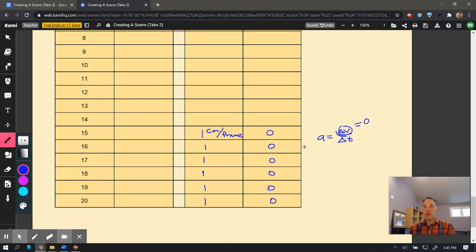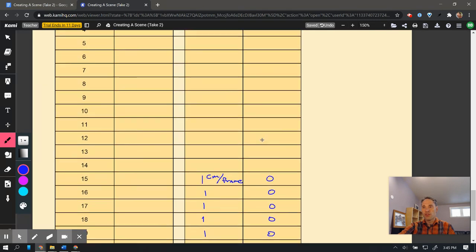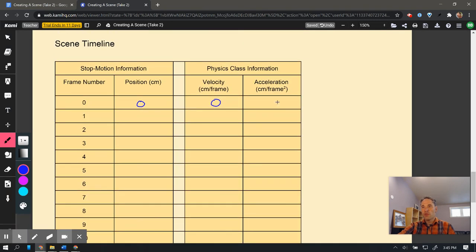So I've got some more knowledge. Do I know where the car is? No, we haven't figured that out yet, but we will. And so we'll leave that blank for just a moment. So this is what we know so far. We know that at frame 15, it's going 1 centimeter per frame. We know that its acceleration drops to 0 because it's no longer speeding up. And we don't quite know what the acceleration is yet, but we know it starts at position 0 and its velocity is 0. So there's some things we already know.